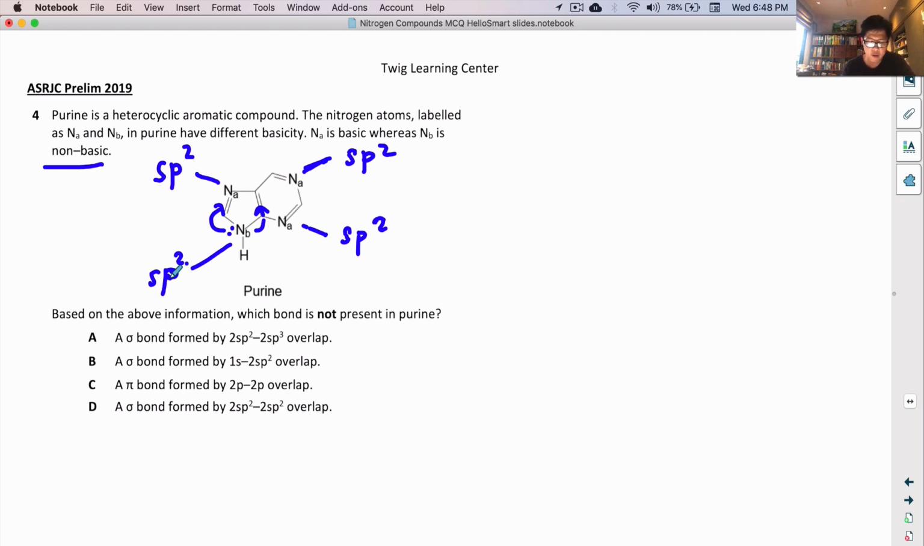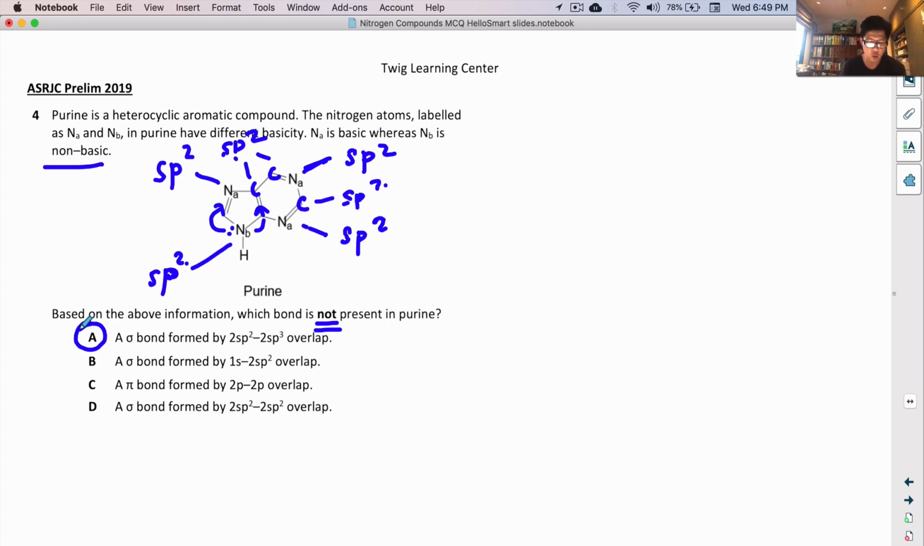So based on the above information, which bond is not present? All the carbons here are also sp2 hybridized. If you look at it carefully, all the atoms in the ring are sp2. There isn't any atom in the ring that's sp3, which means the one not present is A. That's the answer.